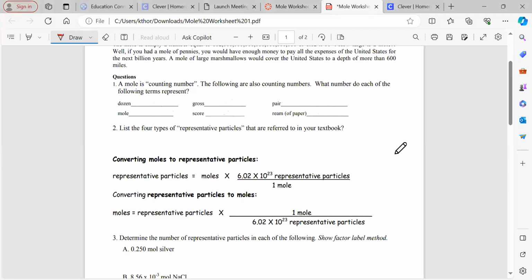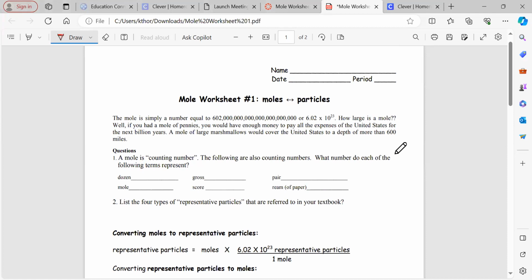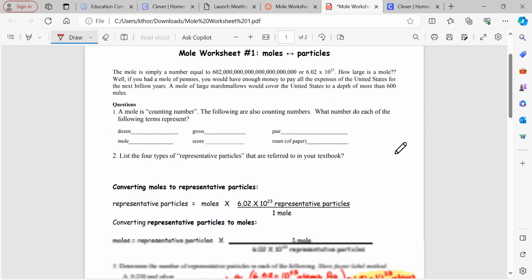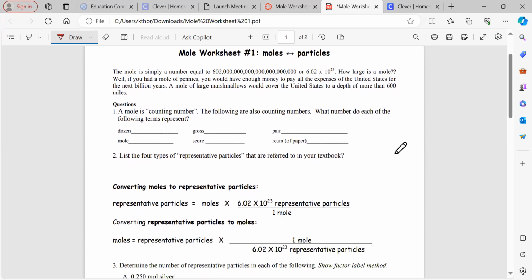Okay, guys. So if you're watching this, you're trying to get a better understanding of how to convert moles to representative particles and representative particles to moles. So I'm going to walk you through this one piece by piece, step by step, math by math. Okay. So this whole worksheet is about Avogadro's number.